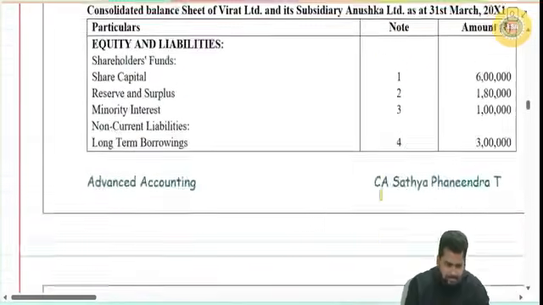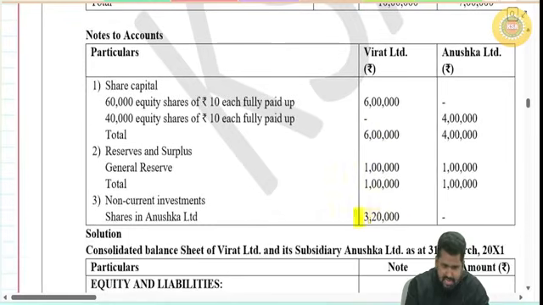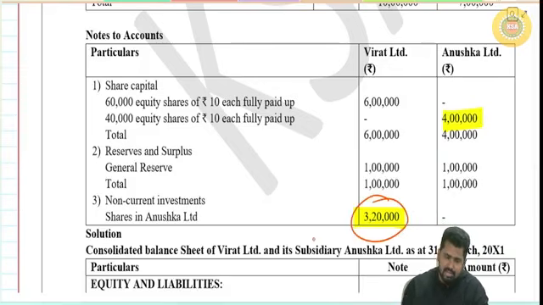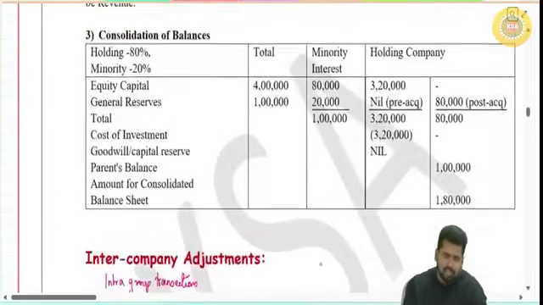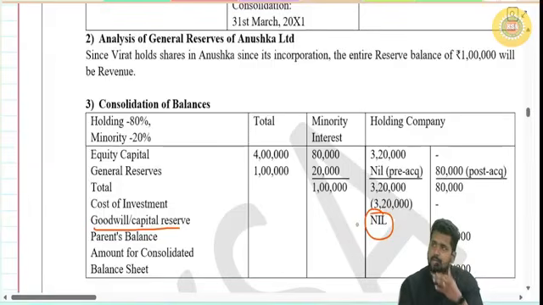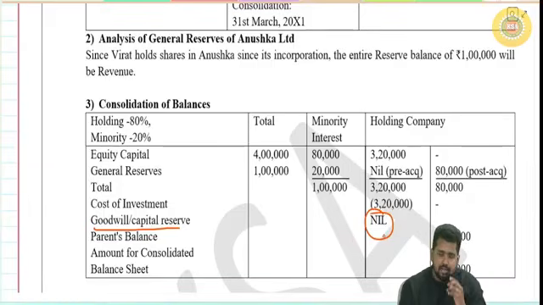How much is the investment value? 3,20,000. How many equity shares does Anushka Limited have? 40,000 into 10, that is 4 lakhs. In 4 lakhs, how much are we holding? 80%. So 4 lakh into 80% is 320. For 320 we are also paying 320 only. Correct? So is there any goodwill or capital reserve? No goodwill or capital reserve, because we are holding from the beginning. We are investing 320 for 320, therefore there is no goodwill or capital reserve.